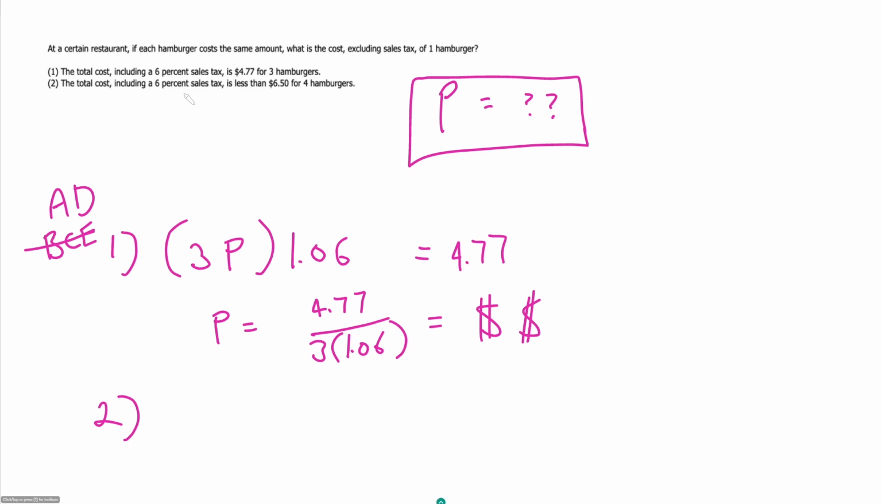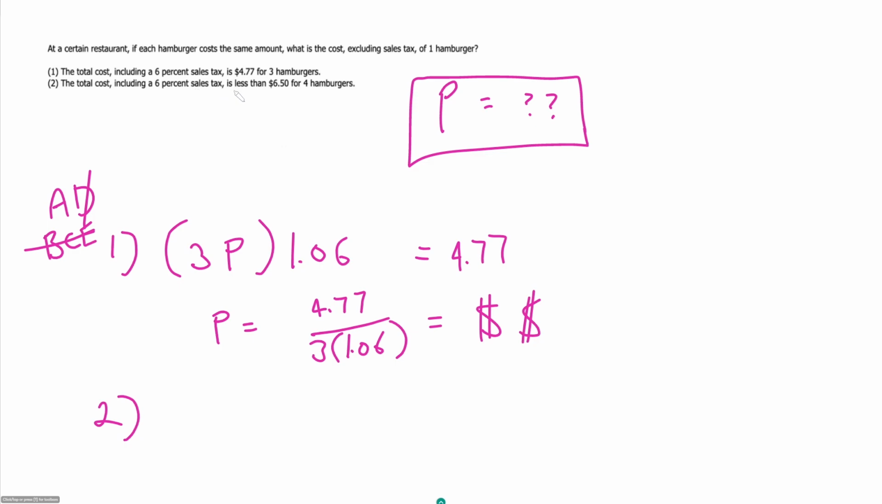Statement 2, the total cost, including a 6% sales tax, is less than $6.50 for 4 hamburgers. So already I can see this statement will be insufficient, because just by the fact that they give me an inequality means you're not going to be able to solve for a single value. I guess maybe if that value was 1 cent, since there's really no value less than 1 cent, but I don't think that would be the case here. So let's translate this anyway, just for the practice.